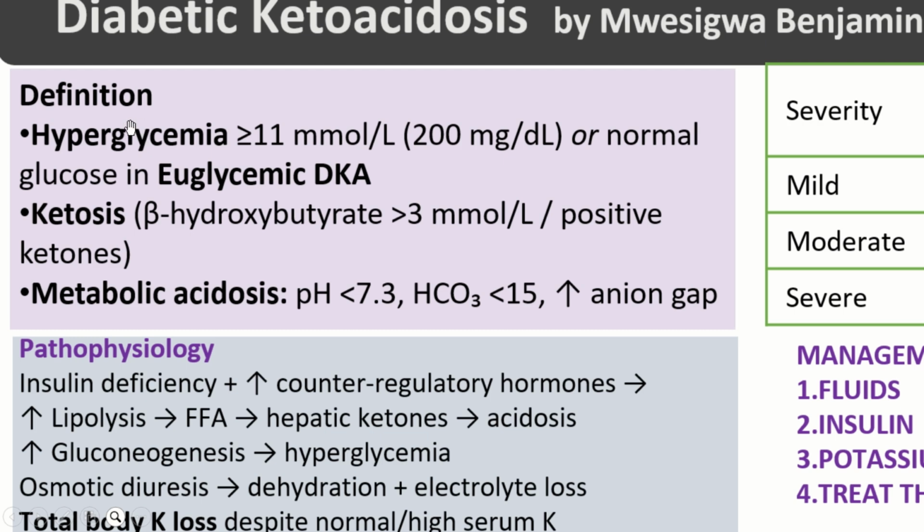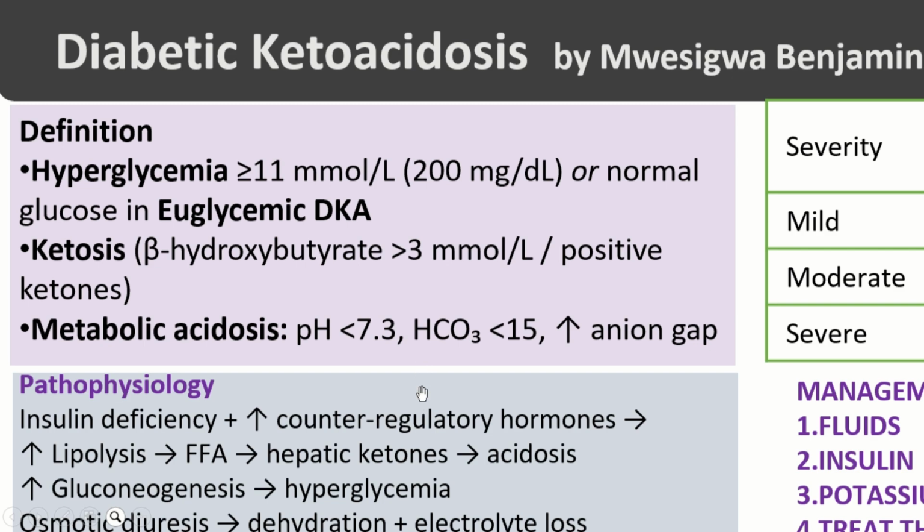So hyperglycemia is going to be defined as a glucose level that is greater than 11 millimoles per liter, or that is 200 milligrams per deciliter. And when we have the normal glucose, that is going to be a euglycemic DKA, and this is when we have ketosis and metabolic acidosis also occurring. So ketosis is when we have beta-hydroxybutyrate that is greater than 3 millimoles, or when we have a positive urine dipstick for ketones. The metabolic acidosis is when the pH of the blood is less than 7.3, when we have a bicarbonate less than 15, and an increased anion gap. So DKA is going to cause an anion gap metabolic acidosis.